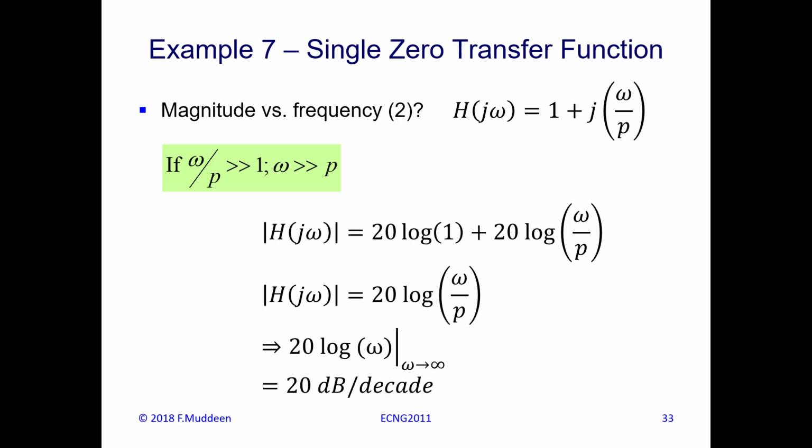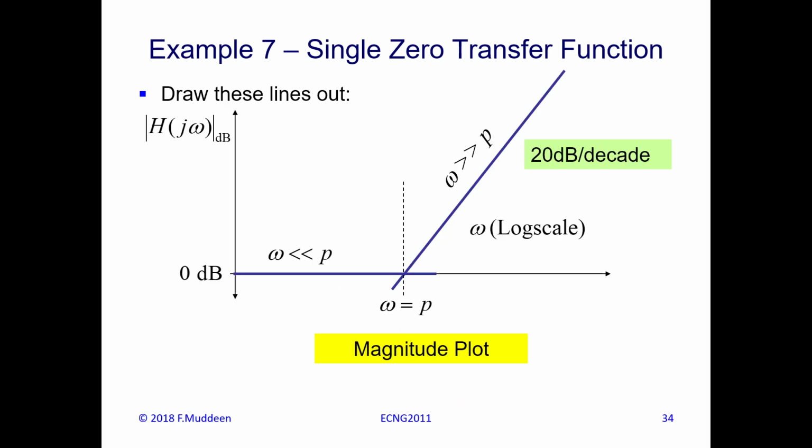And our resultant graph now looks like this. Everything before the zero is at 0 decibels per decade constantly, and everything after the zero means that it's going to be positive 20 decibel per decade.